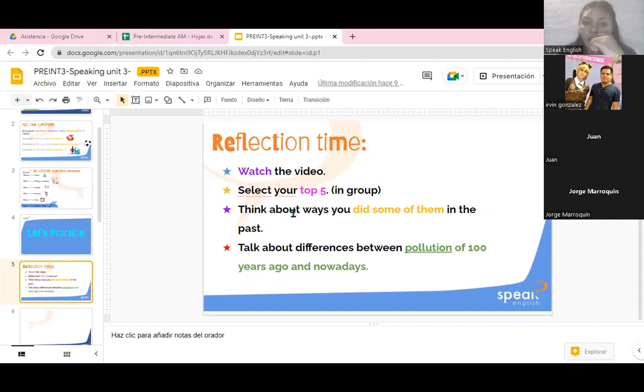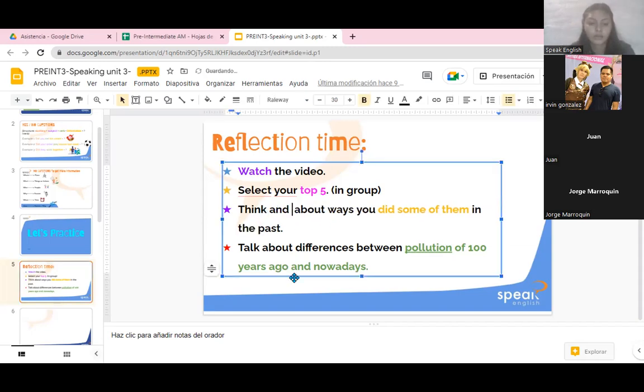And you have to think about ways you did some of them in the past. For example, recycle, or maybe turn off the lights. I don't know, something like that. And you talk about this. Think and talk. And finally, you have to talk about differences between pollution of 100 years ago and pollution nowadays.